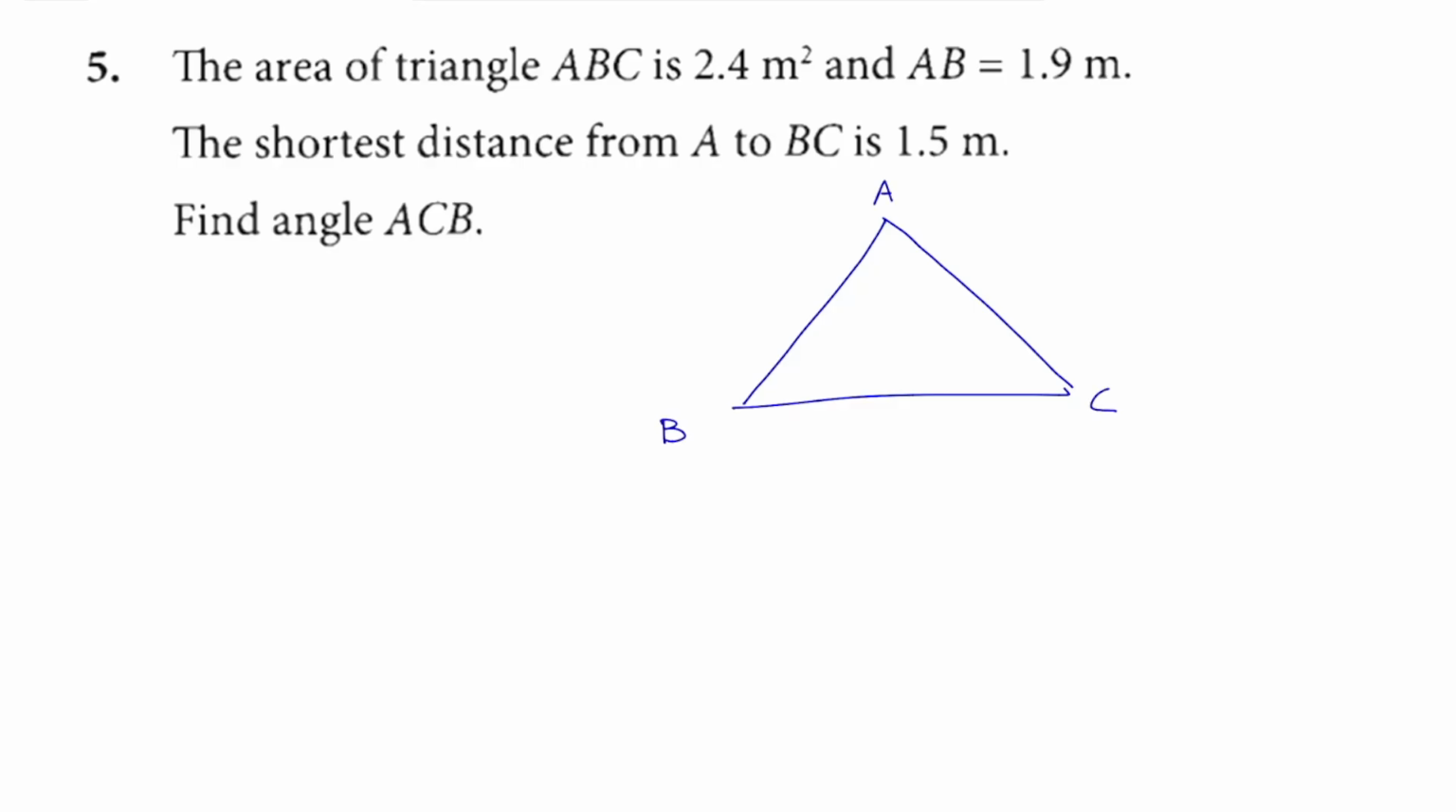It says that the area is 2.4 meter square. Then AB is 1.9. Then it says the shortest distance from A to BC is 1.5. What does this actually mean? It means that if I were to project down the shortest line down to the line BC as a whole, this line is 1.5 and it has to be the shortest line.